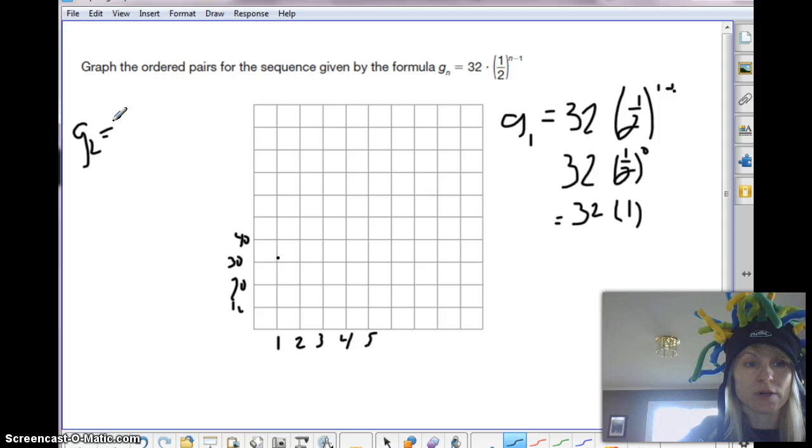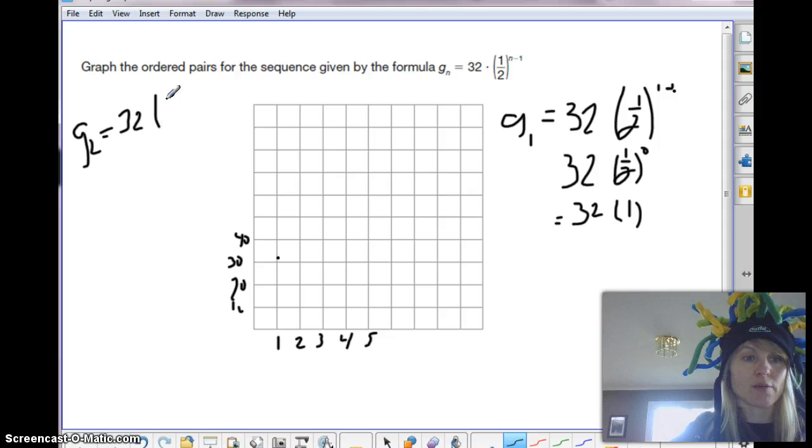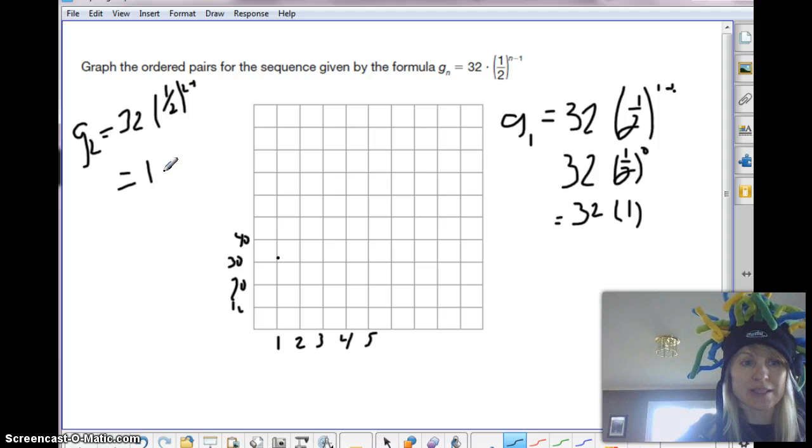Okay, so we're going to have 32, and then we have 1/2 to the 2 minus 1, which gives me 1, right? 1/2 to the 1 power is 1/2. So basically I'm just finding 32 times 1/2. What's half of 32? That would be 16. That can't be right. Is that right? It is right. So the second one is going to be 16, which might be around here. It's geometric, right? So it should be making a nice slope like that, right?